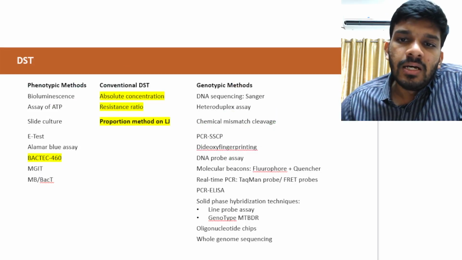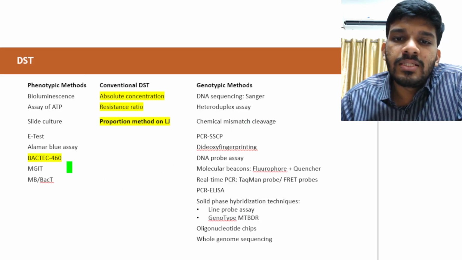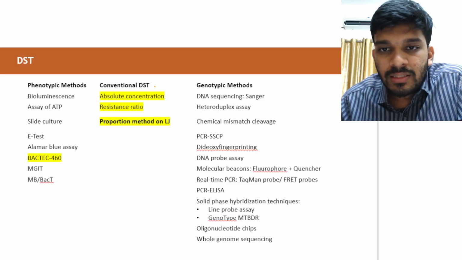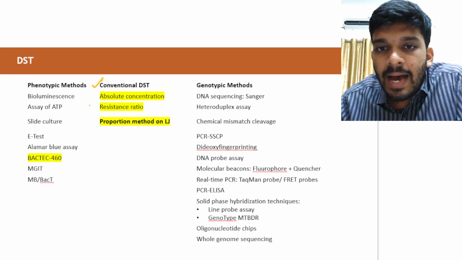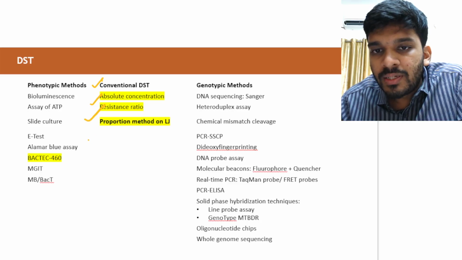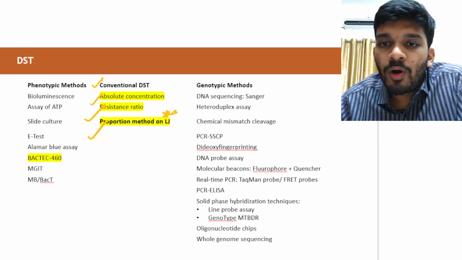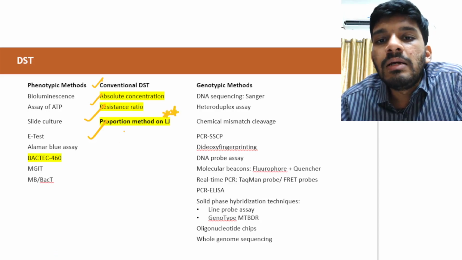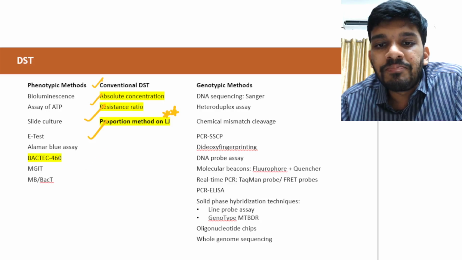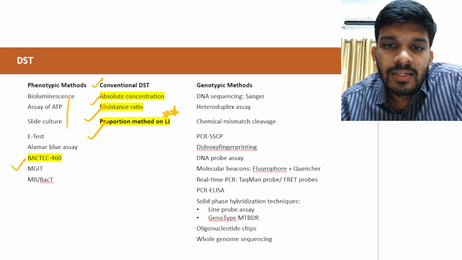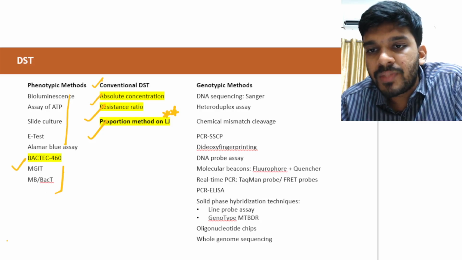testing, right? So conventional methods, I talked to you, these four methods that I've highlighted, they are considered as the gold standard methods. The conventional DST is the absolute concentration method, resistance ratio method, and the proportion method on the Lowenstein-Jensen medium. This is the most important thing when you talk about conventional or phenotypic drug susceptibility testing. Another one is the BACTEC 460, right? These are some other techniques: E-test, Alamar Blue, MGIT, BACTEC, all of these, right?